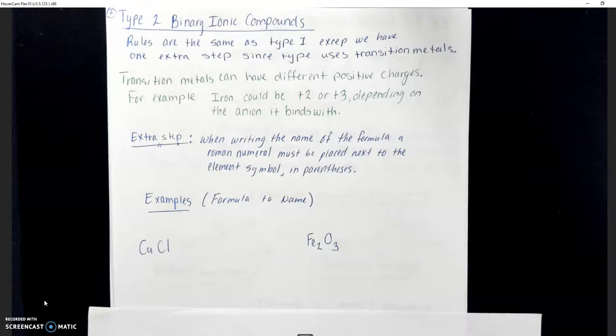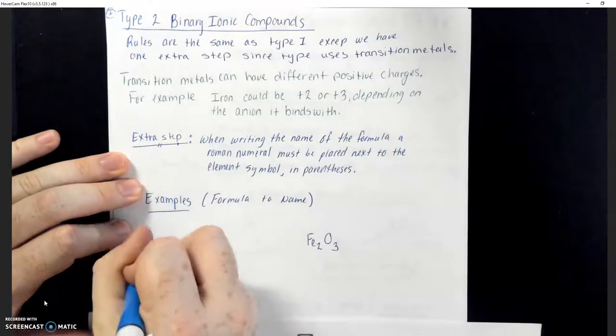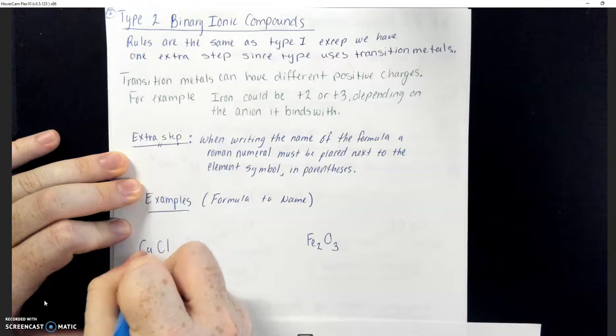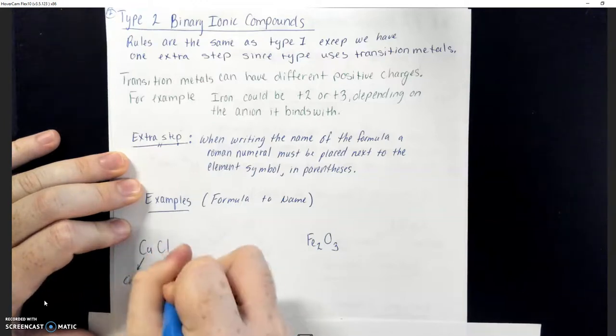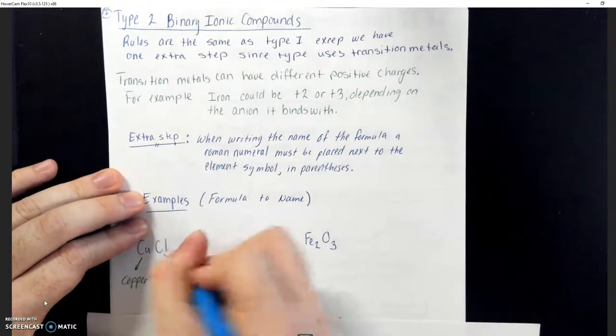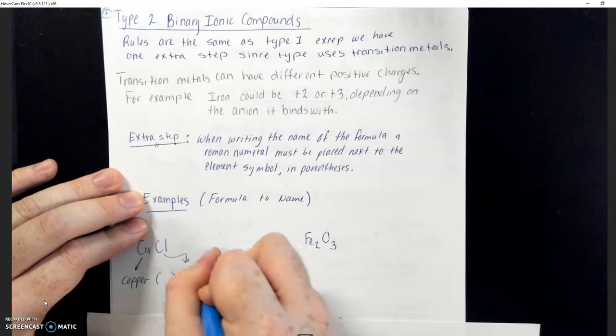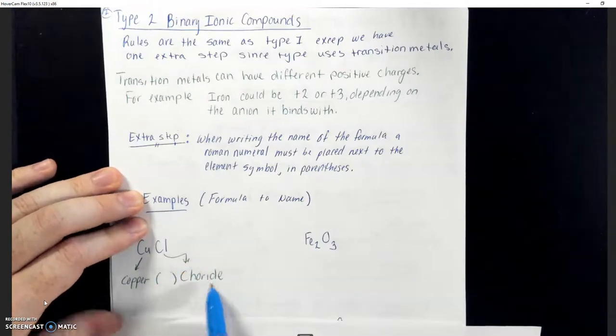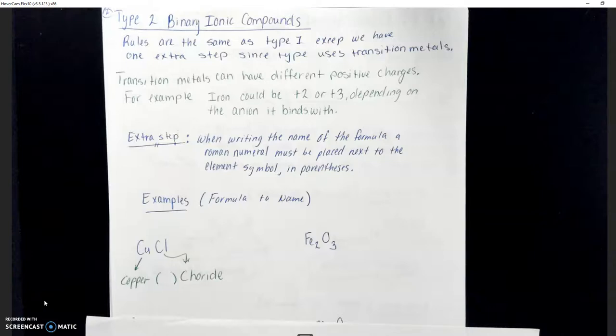CuCl, copper chloride. Okay. We need to write a name for this. We're going to go from formula to name. Well, we know that Cu is copper. You could get that from the periodic table, but we don't know what the charge on that copper is going to be. Okay? We don't know just yet, but we'll figure it out. The next one is obviously chloride. Remember, the rule still applies. You have to change that -ine to an -ide, and that's the nonmetal, so it's going to be listed second.